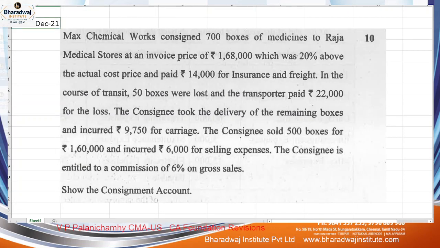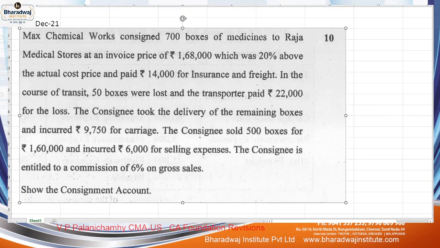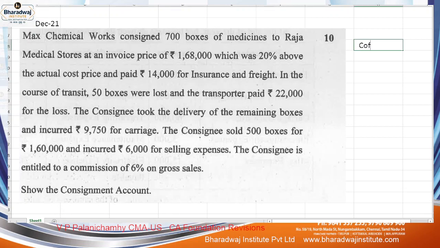This is the December 2021 question. Max Chemical Works consigned how many boxes? 700 boxes of medicine to Raja Medical Stores. Invoice price is 1,68,000, which is 20% above the cost price. Simple. If cost is 100, they have added how much percentage? 20%. Cost is 100, they have added 20%. Invoice price would have been 120.